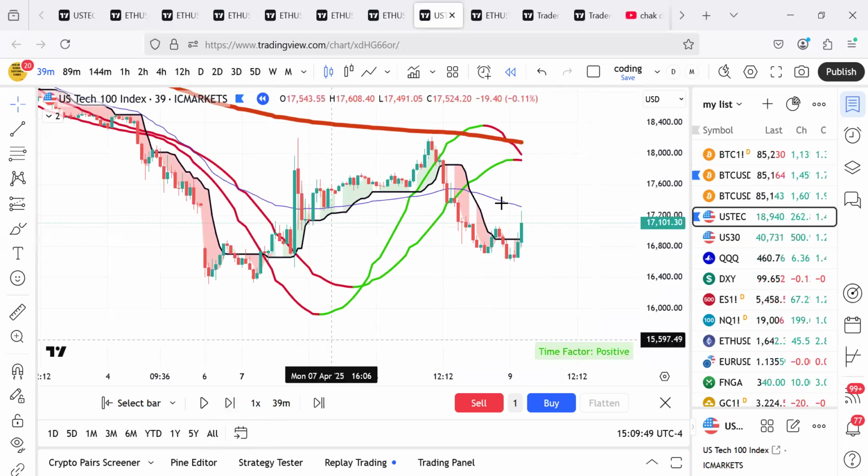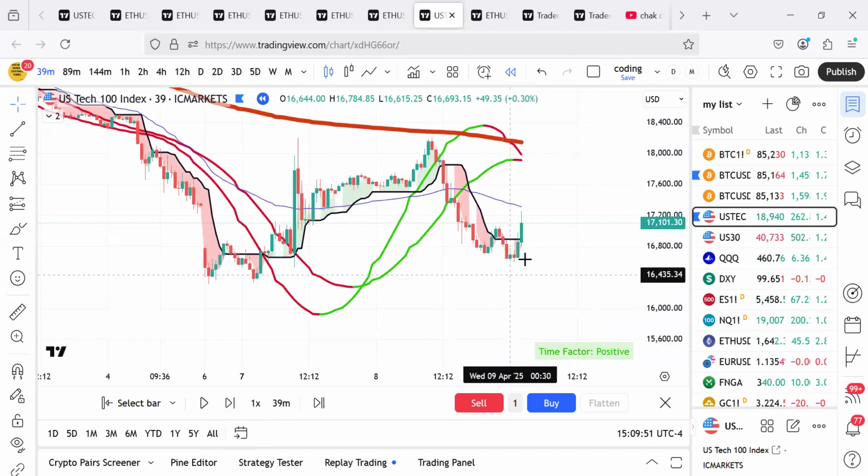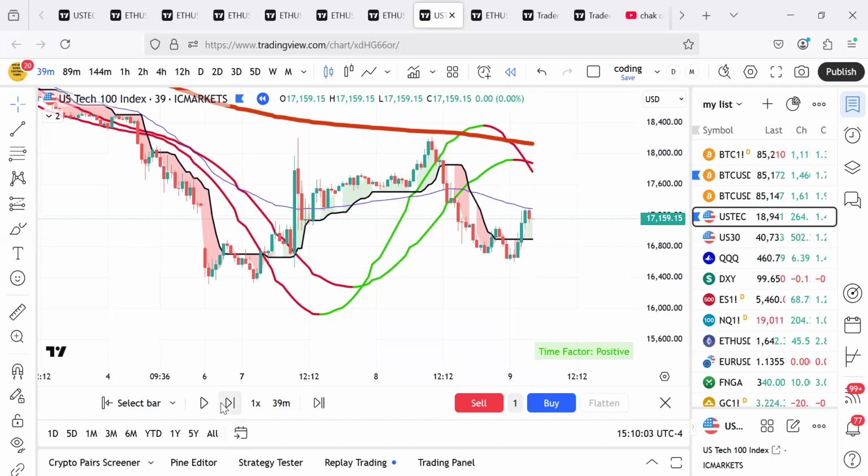This time factor is positive, right? So I was using my experience. I knew that time factor will be positive soon, and then it turned positive. I was long from the bottom and the price went up. But okay, the price went up and then it came down to retest the black MA, and now the cycles are turning positive also. So you would have remained long.